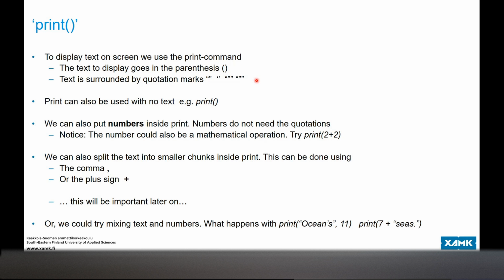So there's the name for the command, and then there are parentheses following it. And because we wanted to get text out of our program, we needed to mark the text somehow to distinguish it from the commands that we want to give to the program. So text is always surrounded by quotation marks, and you can use the normal double quotation marks. You can use single quotation marks, or you could use these special triple quotation marks as well. What I think we didn't cover last time was that print could also be used with no text at all. So what happens if we just do a print command but leave everything inside the parentheses out?